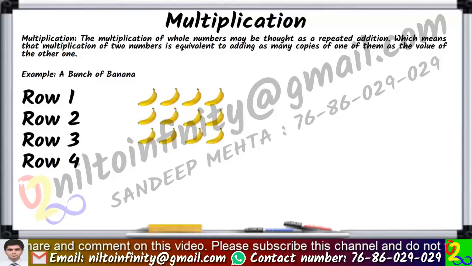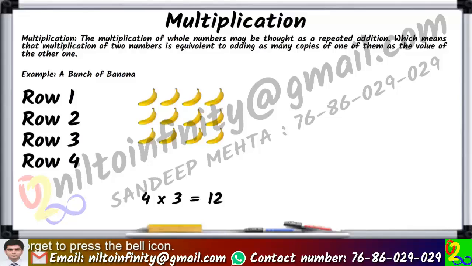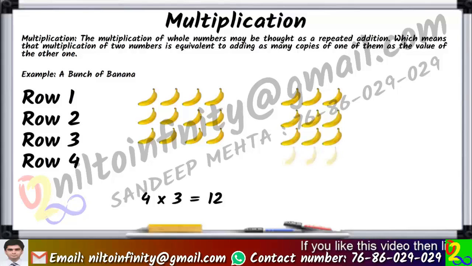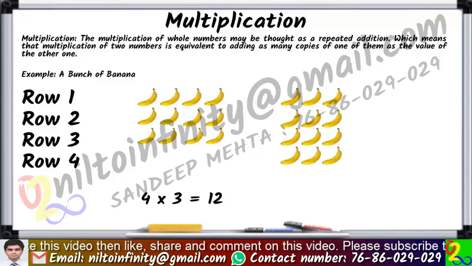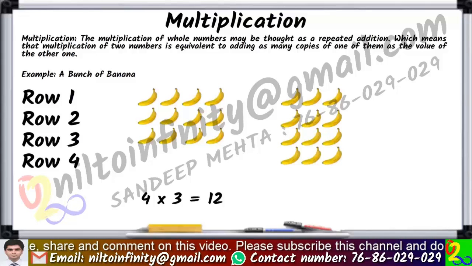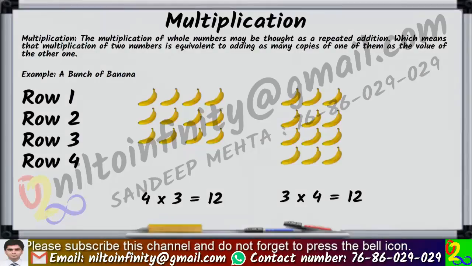So the total number of bananas will be the multiplication of the number of bananas in each row and the total number of rows, which is 4 into 3, which is equal to 12. Case 2. In this case we will consider a group of 3 bananas. Now let us add 3 more rows of bananas, such that each row consists of 3 bananas. So the total number of rows is 4. So the total number of bananas will be the multiplication of the number of bananas in each row and the total number of rows, which is 3 into 4, which is equal to 12.